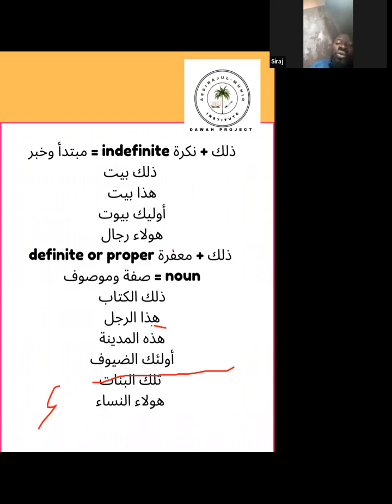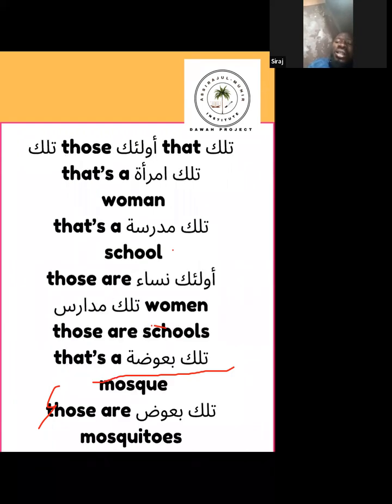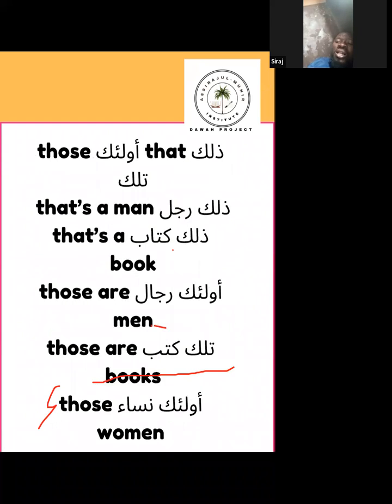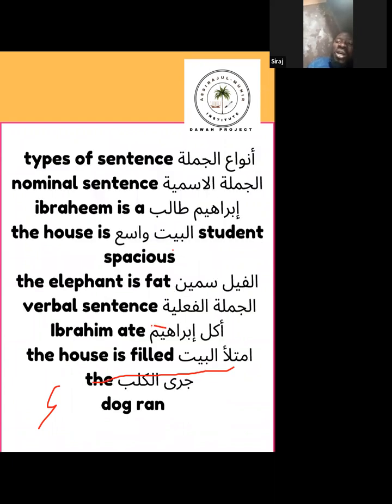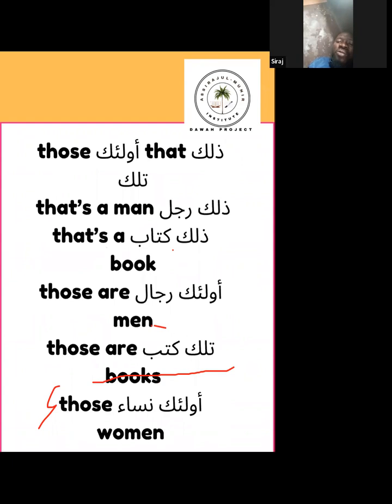Sifa and mawsuf. Like ذلك الكتاب, this book. هذا الرجل, this man. هذه المدينة, this city. أولئك الضيوف, those visitors. تلك البنات, those girls. هؤلاء النساء, these women. You understand? So there you have tilika, ulaika. So they are just an explanation of what we have said so far. Inshallah, we are still going to come back to this lesson of dhalika, but they are the same thing as what we have said.